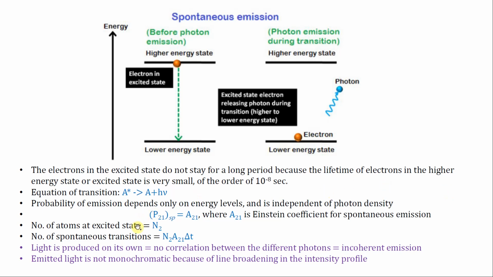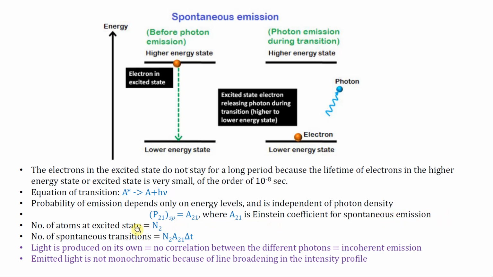So the probability P21, because it is from level 2 to level 1. So P21 for spontaneous emission can be written as capital A21. And A21 is called the Einstein coefficient for spontaneous emission.